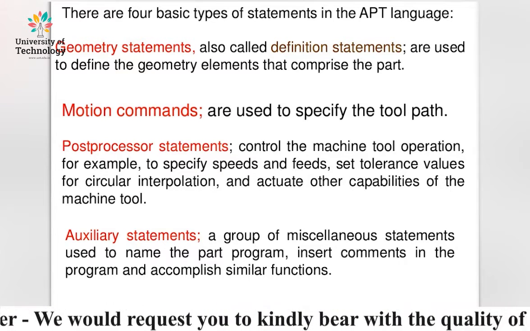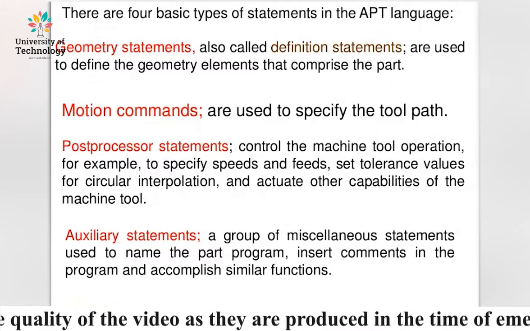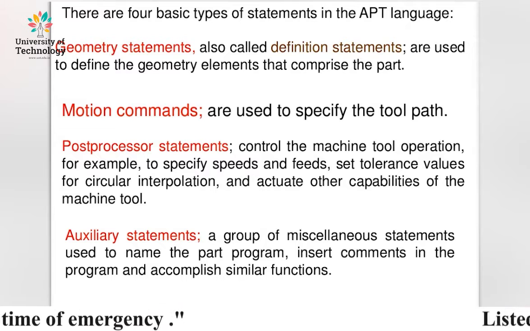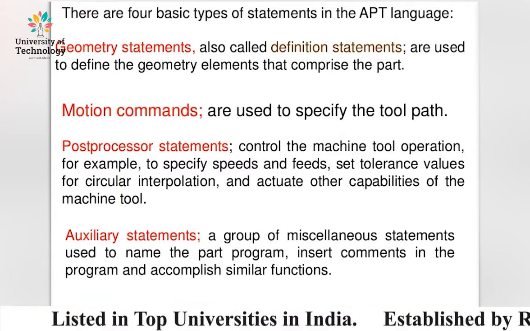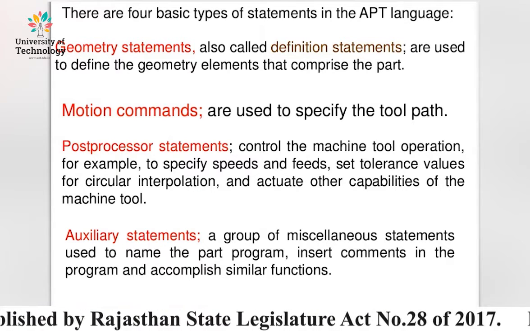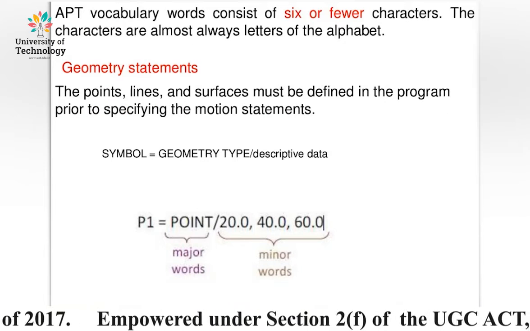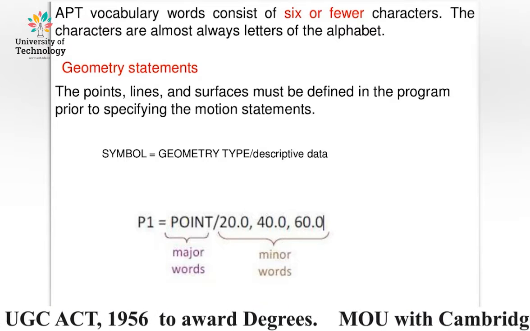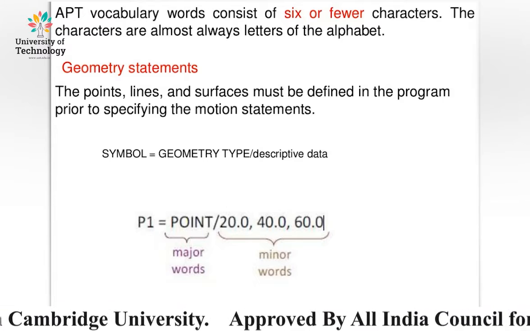Auxiliary statements are a group of miscellaneous statements used to name the part program, insert commands in the program, and accomplish similar functions. APT vocabulary words consist of 6 or fewer characters. The characters are almost always letters of the alphabet.